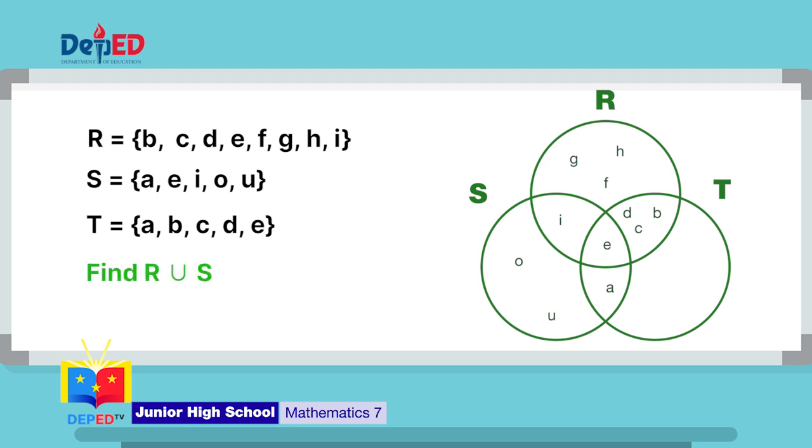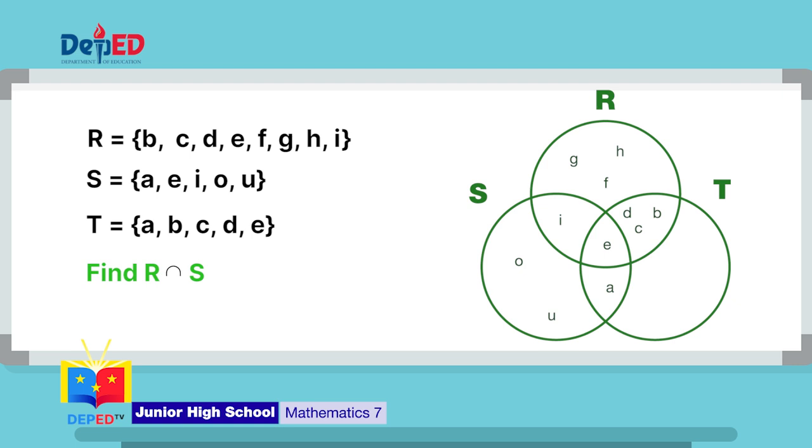To find the union of these sets, we identify the set of elements that are members of R, or members of S, or members of both R and S. As shown in the diagram, all the letters listed are found in the circle for set R, or the circle for set S, or the intersection of the circles representing sets R and S. Thus, set R union set S contains A, B, C, D, E, F, G, H, I, O, and U.